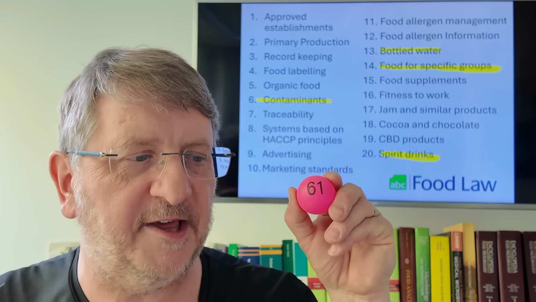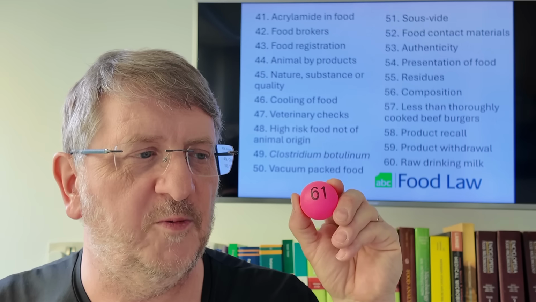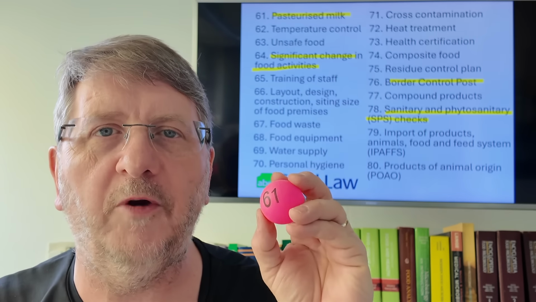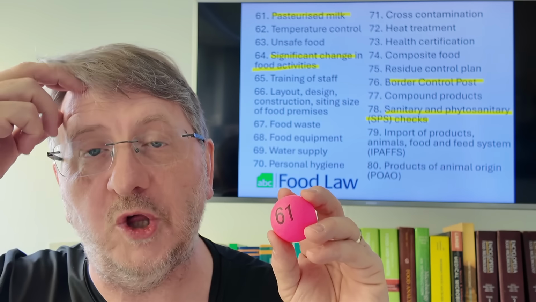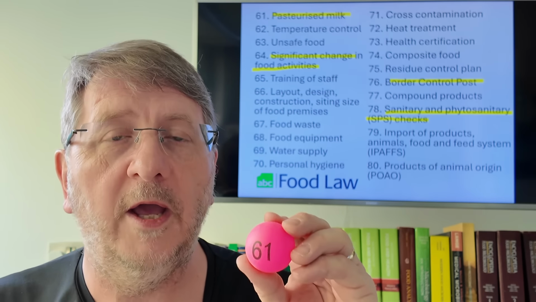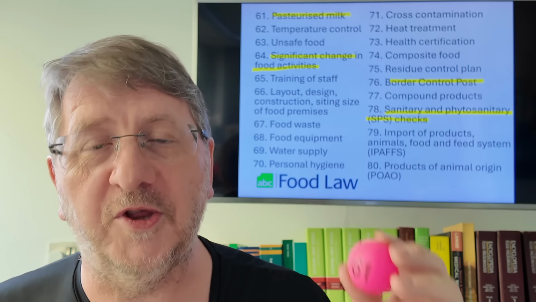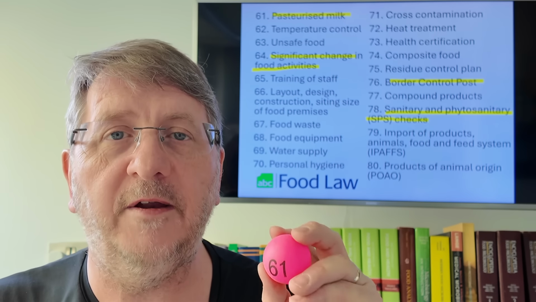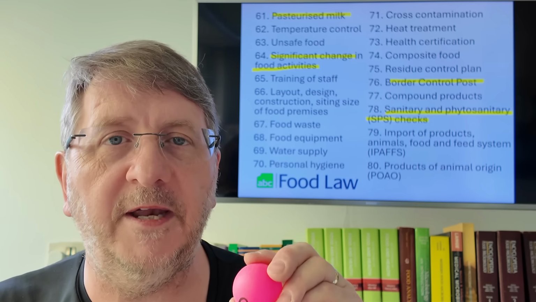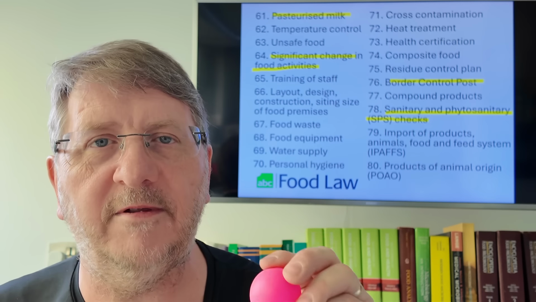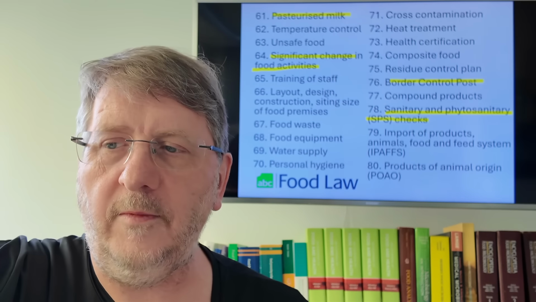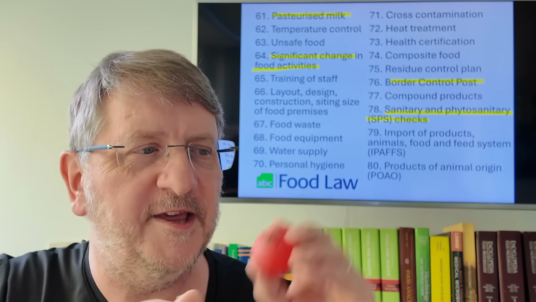We have now number 61. Pasteurised milk. There are legal requirements for temperature or pasteurisation for pasteurised milk. It's a hygiene issue, it's hygiene law. Pasteurised milk should be pasteurised to 72 degrees centigrade for a minimum of 15 seconds or 63 degrees centigrade for 30 minutes or an equivalent. So it doesn't have to be those temperatures, but it has to be equivalent to them. So hygiene law.